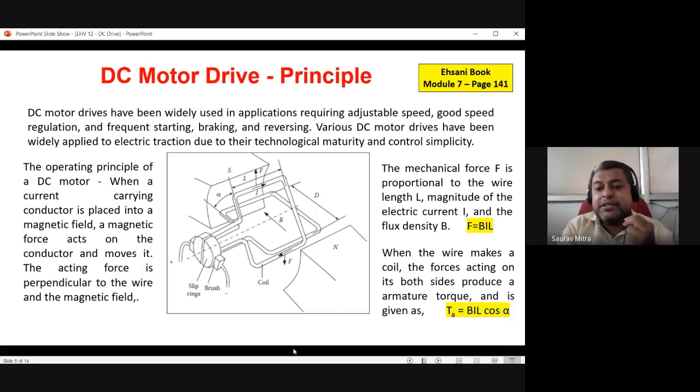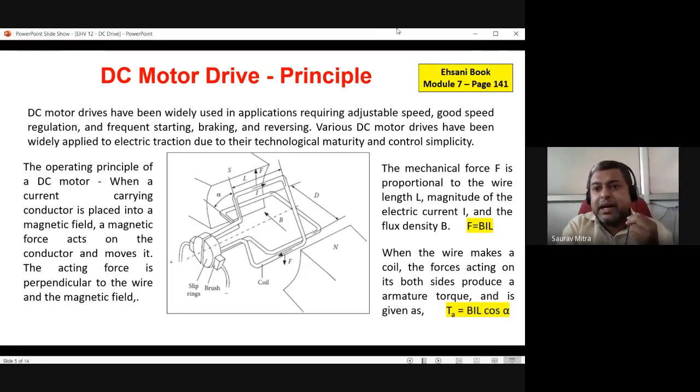And how much is the armature torque? This is the rotating part, and it is connected to the shaft. This is the motor shaft. So when this rotates, the shaft is rotating, so the motor is rotating an object. Now, how much is the torque with which the shaft rotates? It is given by B into I into L into cos alpha.